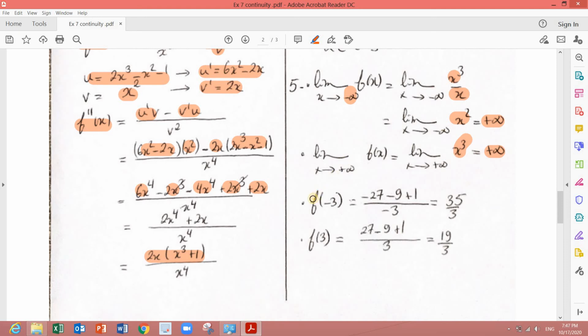Now we have to calculate f of minus 3. It is required to calculate f of minus 3 and f of 3. These are given as particular points whenever we are going to draw the curve.